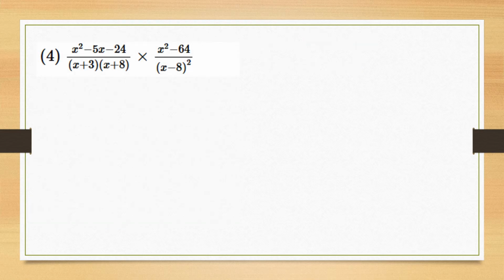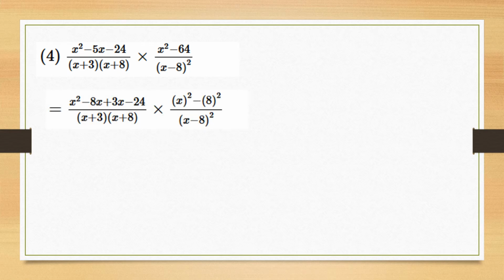Let us see the fourth sum. The fourth sum expression is x squared minus 5x minus 24 upon x plus 3, into x plus 8 into x squared minus 64 upon x minus 8 the whole bracket square. Now if you see, the numerator of the first expression is x squared minus 5x minus 24. Now this we will expand.